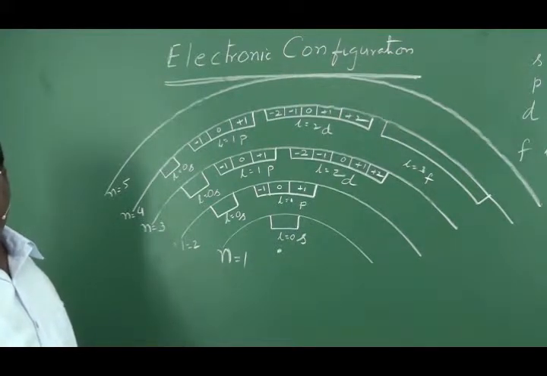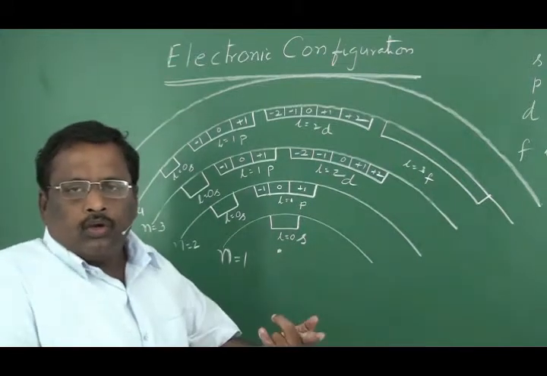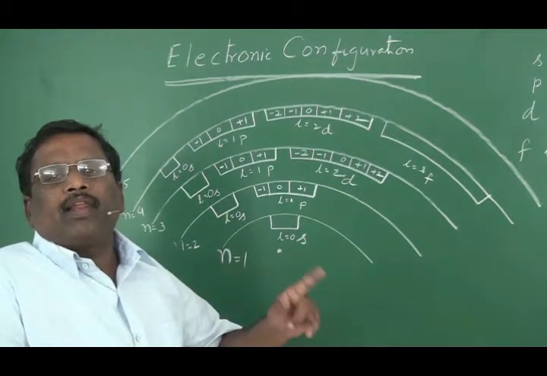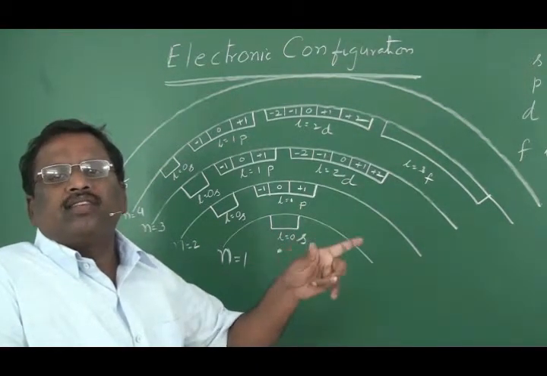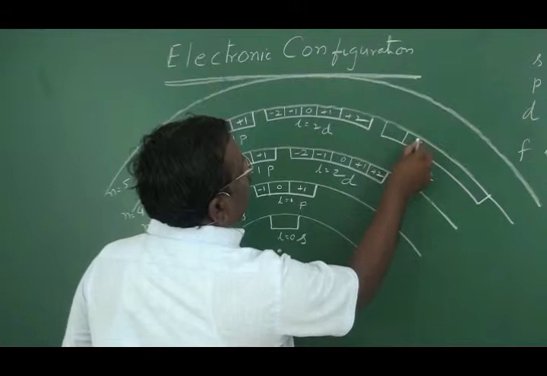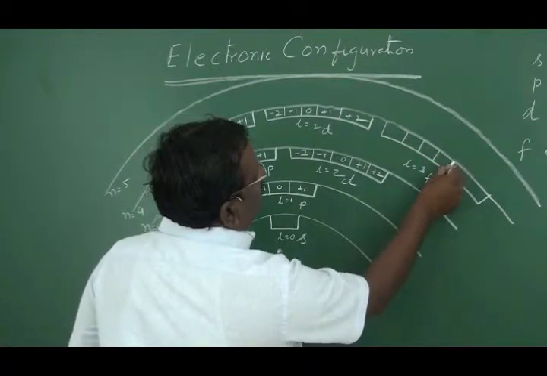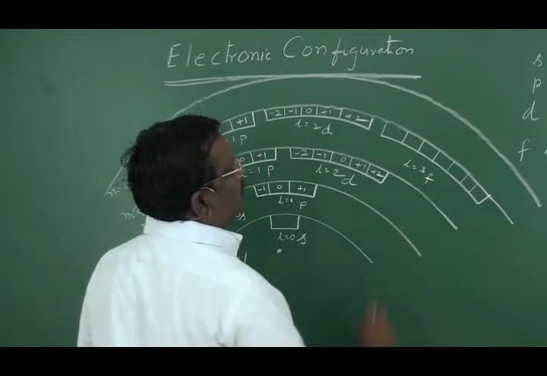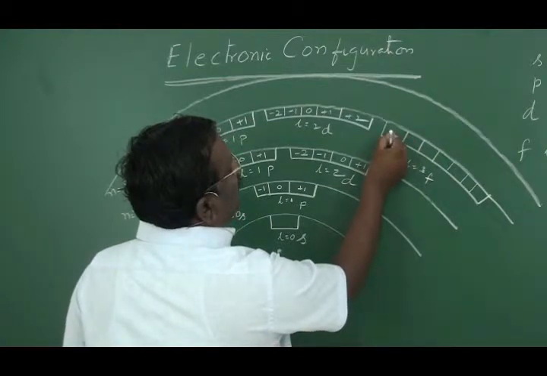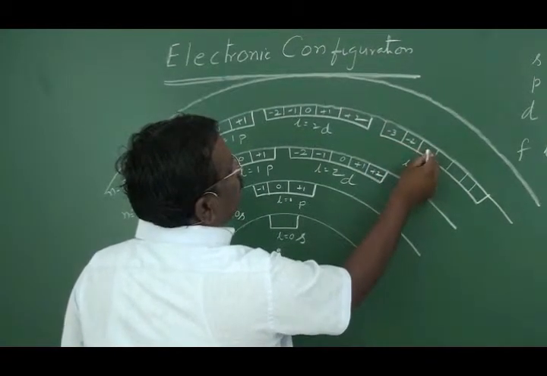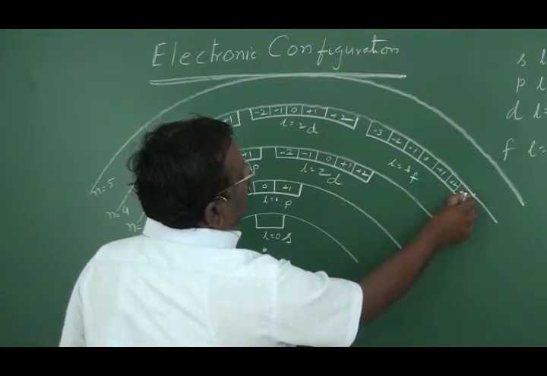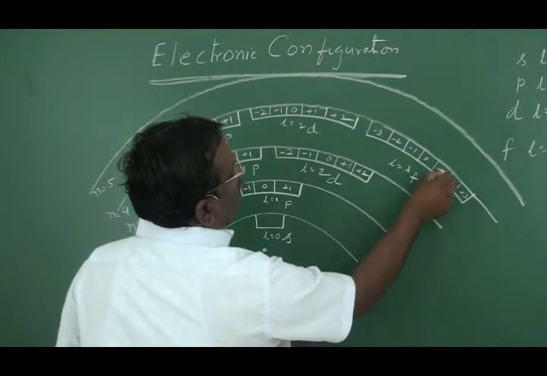Similarly, F sub-energy level will have 7 orbitals. F L value is 3. 2L plus 1, 2 into 3 plus 1. 2 3s are 6, 6 plus 1, 7. So there are 7 orbitals in the F sub-energy level, 1, 2, 3, 4, 5, 6, 7. And their M values are minus 3, minus 2, minus 1, 0, plus 1, plus 2, and plus 3. M values are like that.